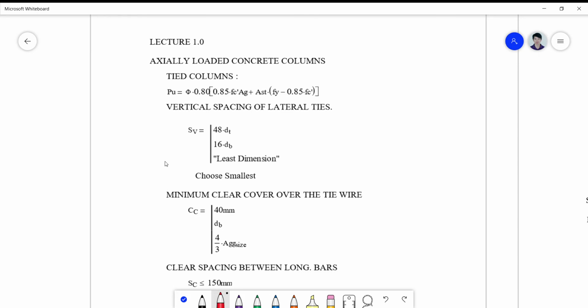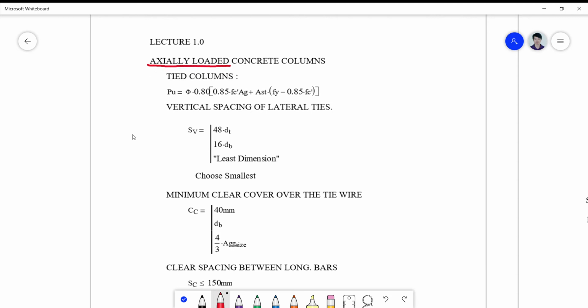Good morning, class. Today we will be discussing some concepts on reinforced concrete columns. So we start first with axially loaded columns.